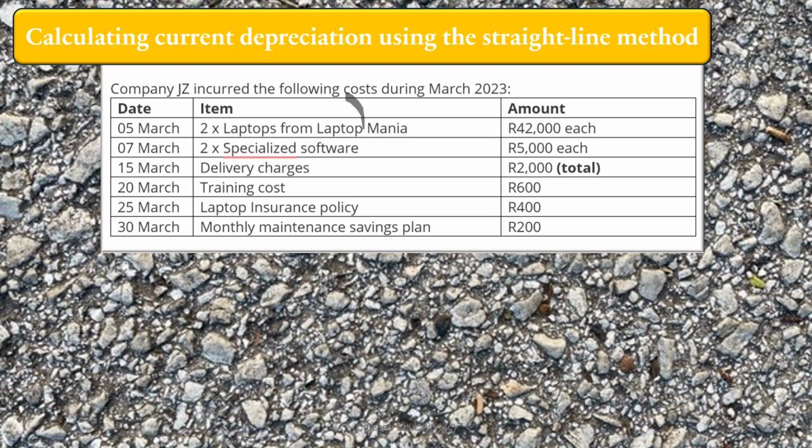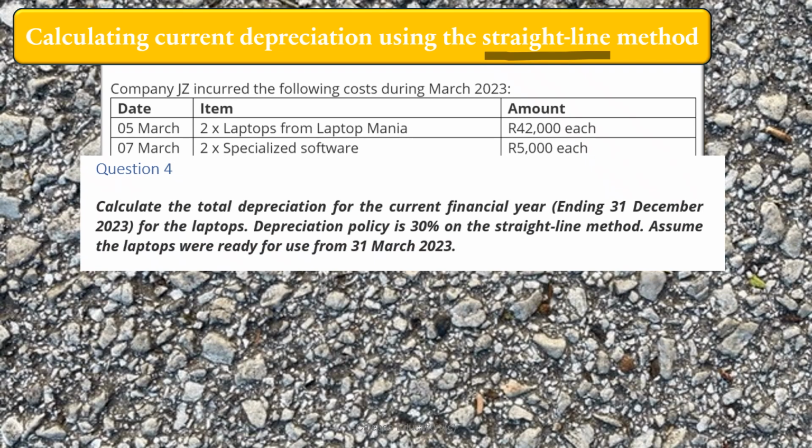Right, next one, calculating current depreciation using the straight line method. That's the type of example I'm going to look at. So we got these laptops again. Let's check what the depreciation is, and we're using the straight line method. So it says calculate the total depreciation for the current financial year ending 31 December 2023 for the laptops. The depreciation policy is 30% on the straight line method.